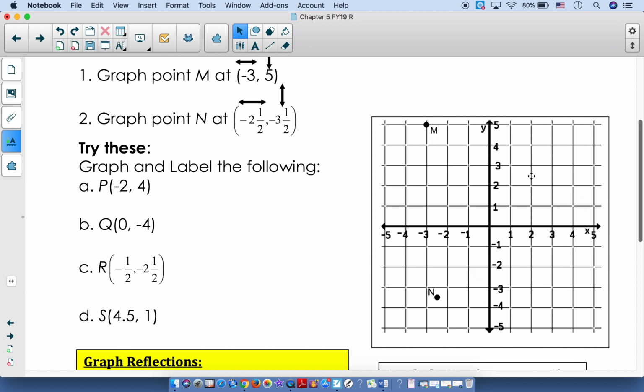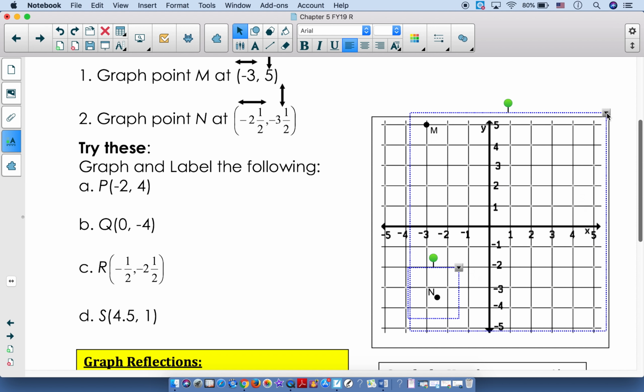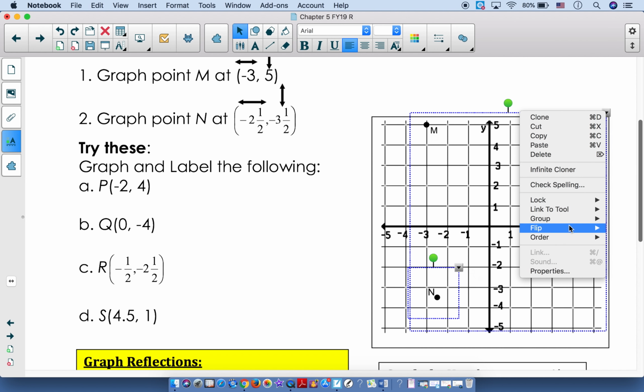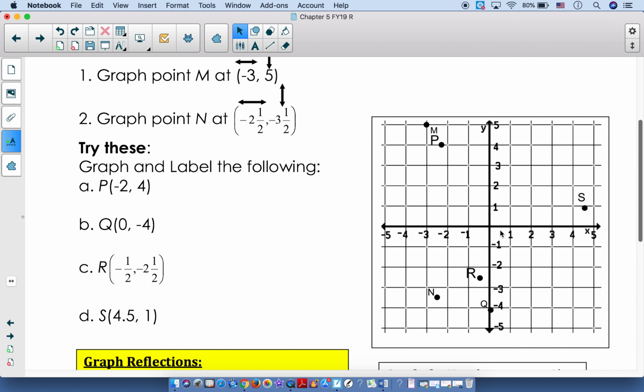Okay, so you should have graphed them, and I've been having trouble with this one for some reason. So, there are your P, Q, R, and S. P should be up here. Q should be down here on the actual y-axis. R should be here, and S should be over here. That should be more on the line. It's going to let me move it. There we go. S should be there. 4.5, 1. Sorry, wasn't quite on the line, so I'm just fixing it.